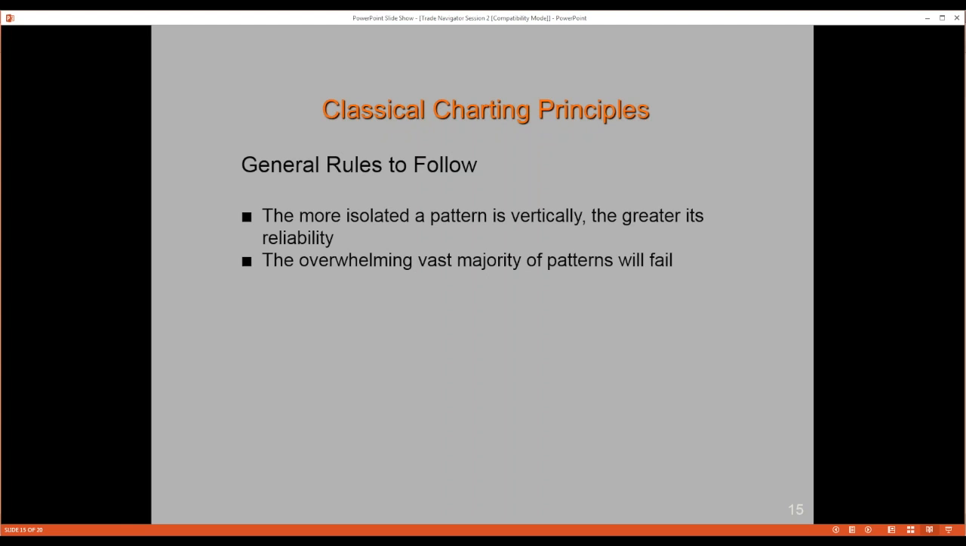The vast overwhelming majority of chart patterns will fail. Patterns on intraday graphs are even more susceptible to failure. I know people are day traders. I know people look at patterns.